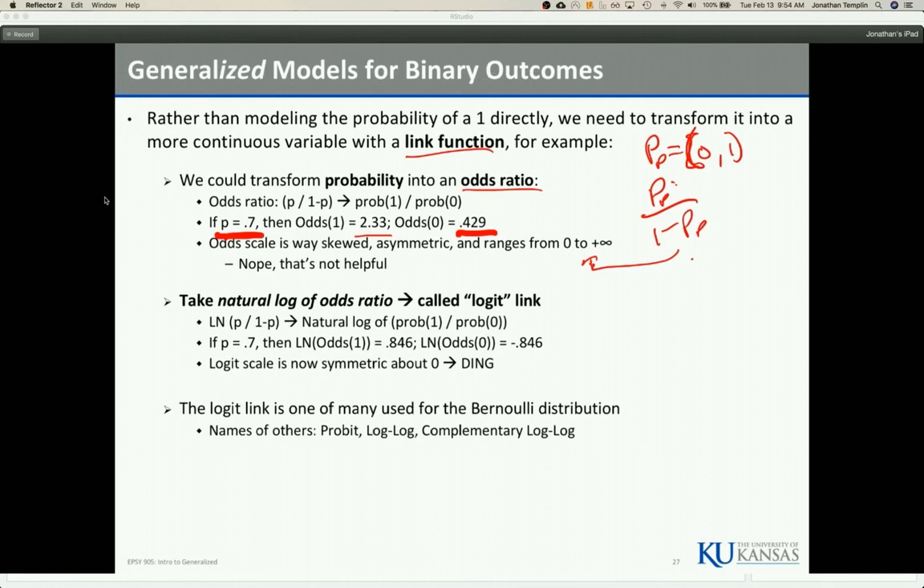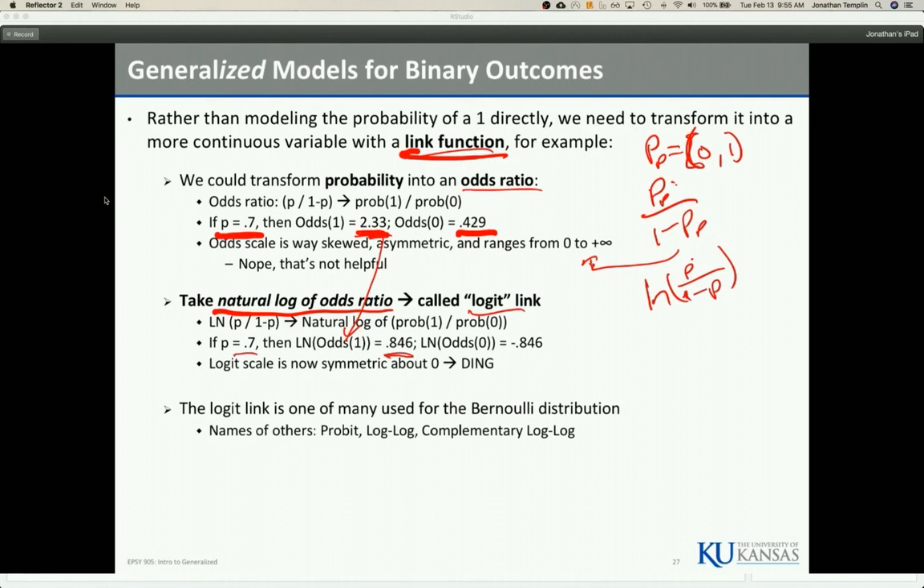So that's halfway where we want it to be, but we want this link function to give us ranges between negative infinity and positive infinity. And the way that we can do that is take the natural log of the odds, right? Natural log of p over 1 minus p. Now that changes everything. This is sometimes called the logit link, the log odds. So here, if our probability is 0.7, the odds was 2.33. If we take the natural log of that, we get 0.846.